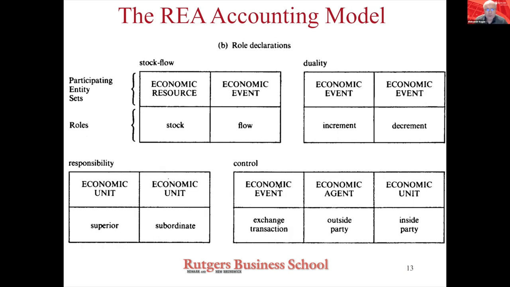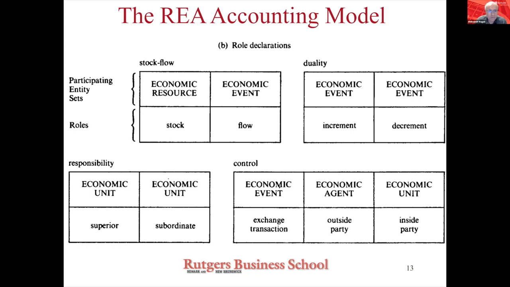Okay, so you see different roles and different entities that participate in these REA relationships. So this is a pretty exhaustive enumeration. So you see the stock-flow relationships. As I said, this is between events and resources, right? An economic resource is obviously a stock, an economic event is obviously a flow. You see a duality. This is a relationship between two economic events, in which one plays the role of the increment, the other one plays the role of a decrement.